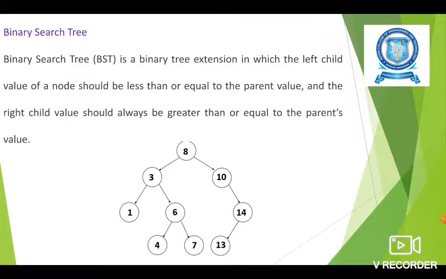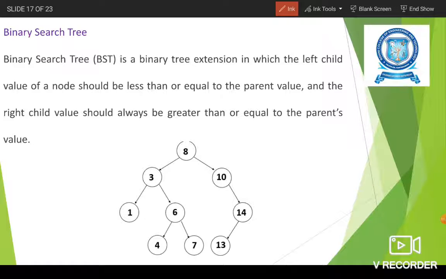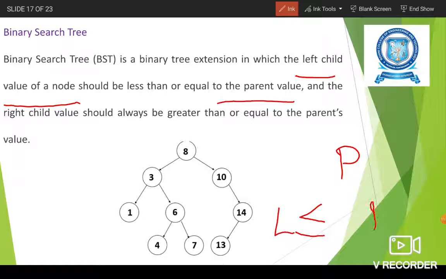Then binary search tree, it is a variation of binary tree. Here we have added one condition. What is the condition? The left child value of the node should be less than or equal to its parent value. Okay. The left child value should be less than or equal to the parent value. And the right child value can be greater than or equal to the parent value. So this is the condition.